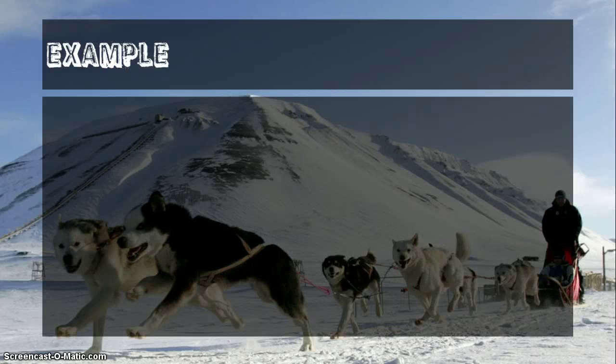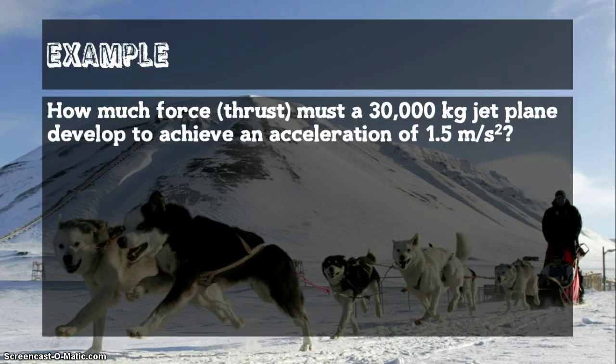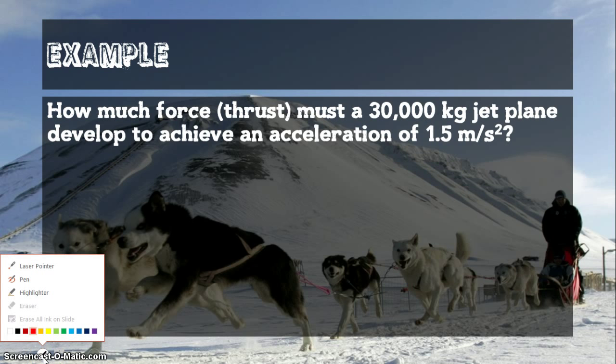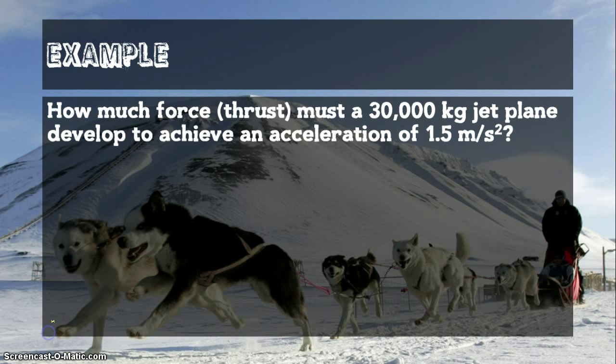So let's go ahead and look at an example here. How much force, also known as thrust, must a 30,000 kilogram jet plane develop to achieve an acceleration of 1.5 meters per second squared? So we know the mass of this jet plane is 30,000 kilograms. We also know that the acceleration we need to achieve is 1.5 meters per second squared. We want to know the net force needed by the plane.